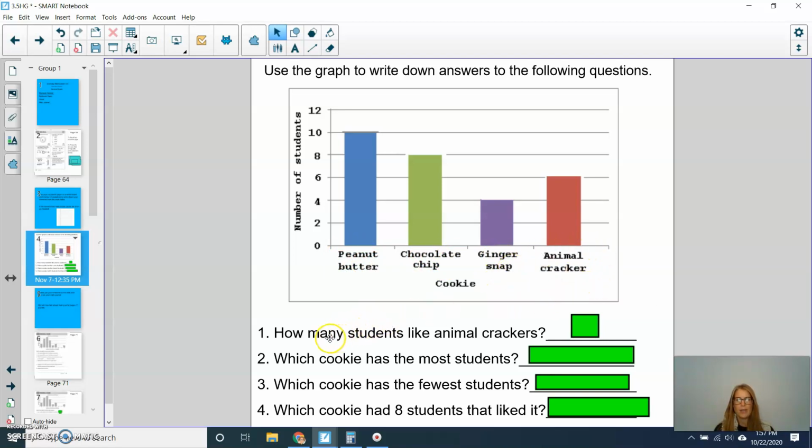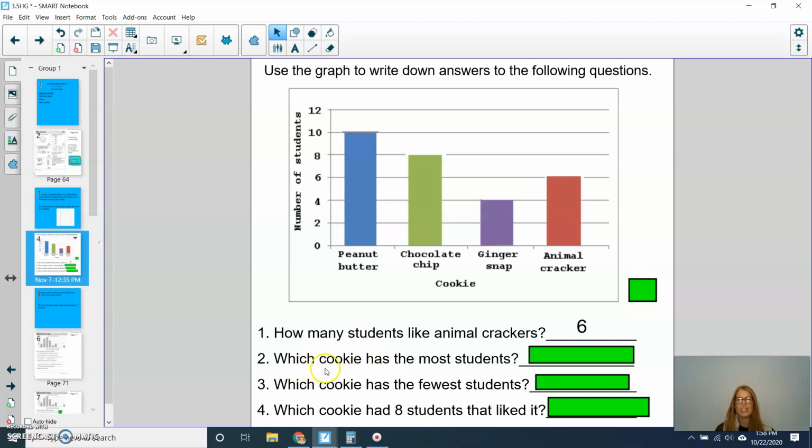Can you write down next to number 1, how many students like animal crackers? So looking at your graph, you can see that it would be 6 students that like animal crackers because that animal cracker bar goes all the way to 6. Then I'm going to read these next questions to you and I'm going to ask you to pause to solve and then press play to check your answers.